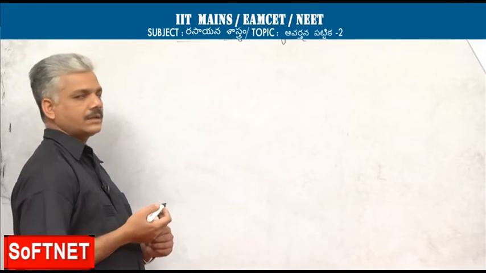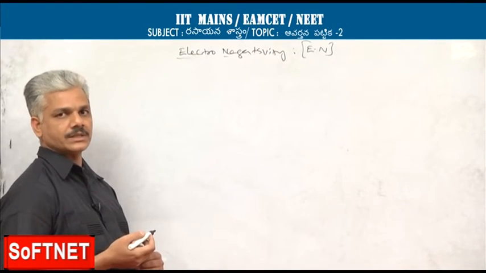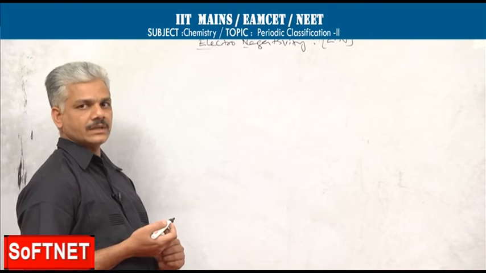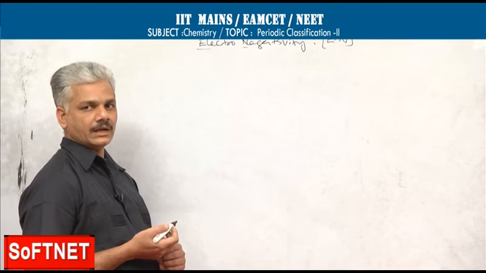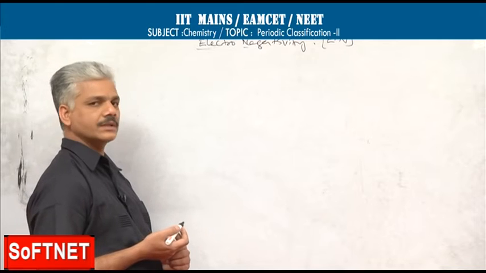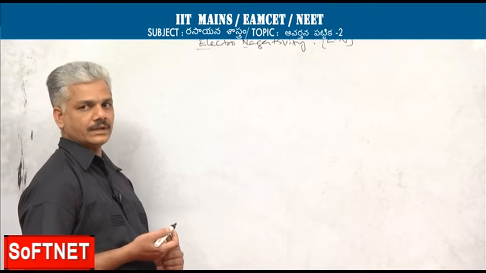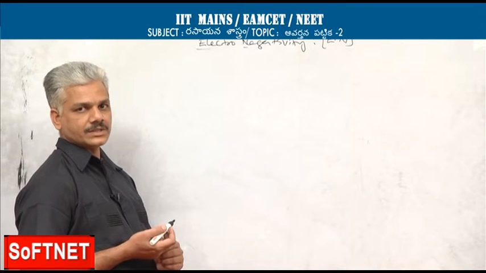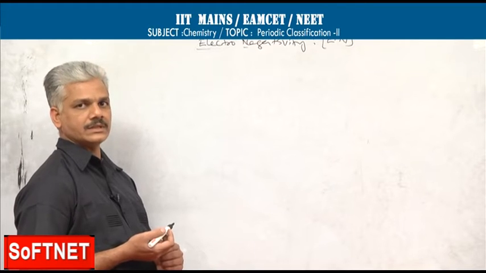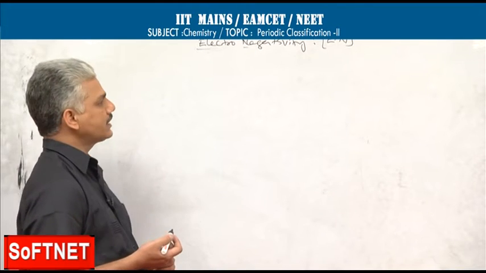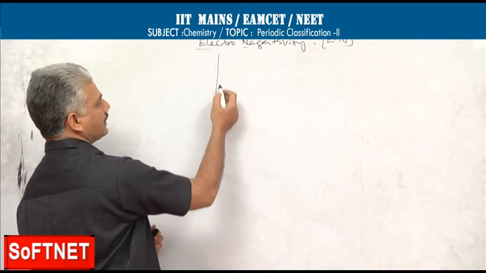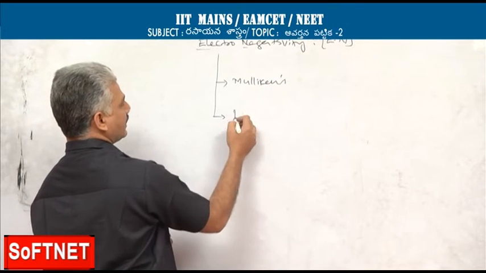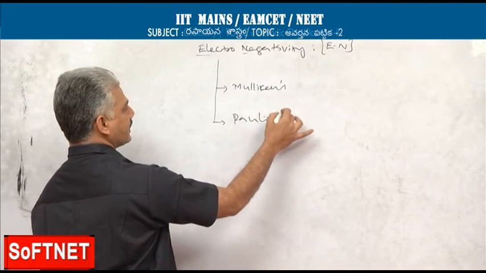Electronegativity. It is defined as the electron attraction capacity of an element in a covalent bond. The elements with a higher electronegativity value attract the shared pair of electrons towards themselves. Therefore, electronegativity can be defined as the ability of an atom to attract a shared pair of electrons more towards itself in a covalent bond. This electronegativity is calculated in two ways. One is called Mulliken's scale and another one is called Pauling's scale.